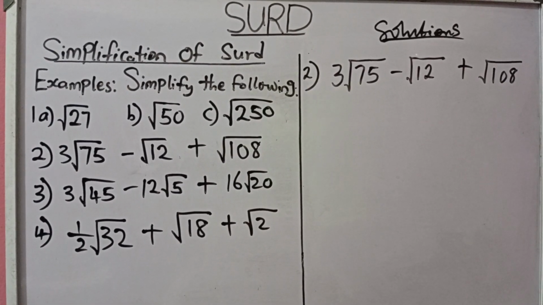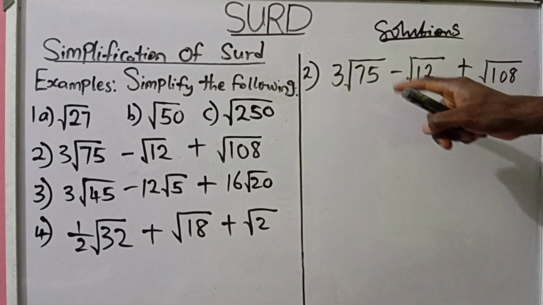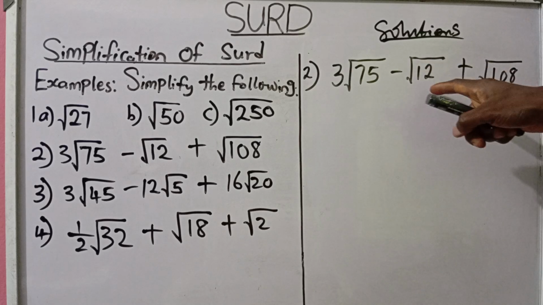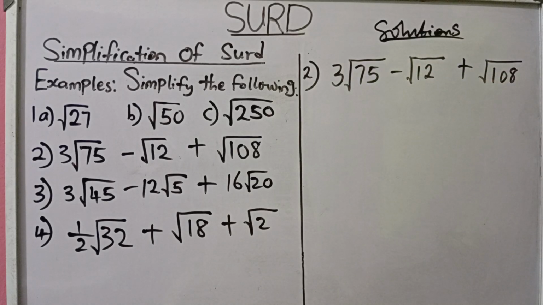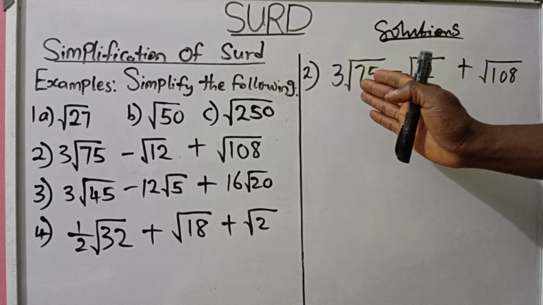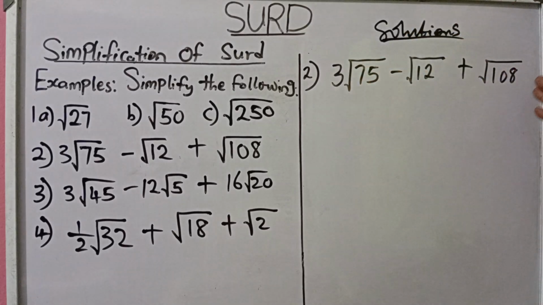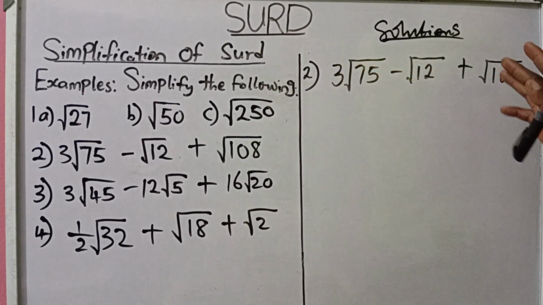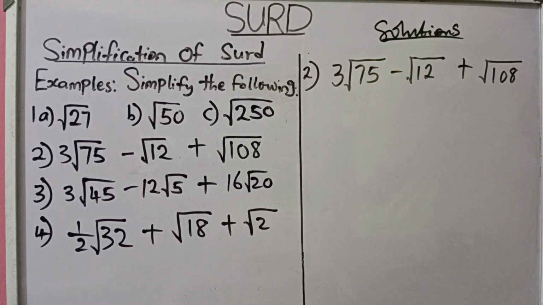For the number 2 example, here we have 3 root 75 minus root 12 plus root 108. So how do we approach this one? We first of all simplify the individual surds, after which we'll see whether they have the same surd for us to be able to bring them together. Otherwise, we'll leave it that way.